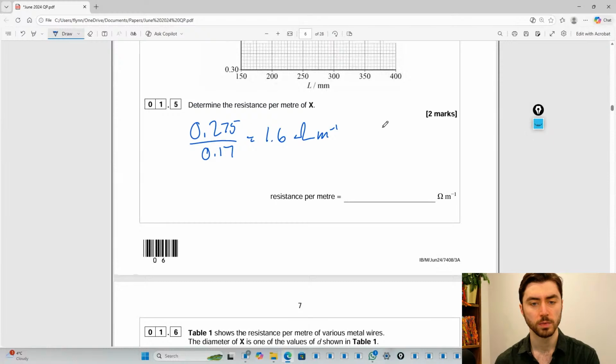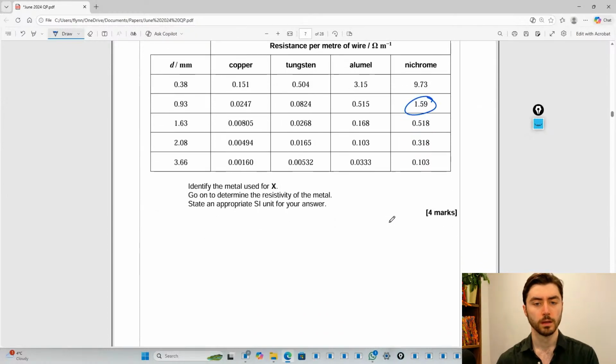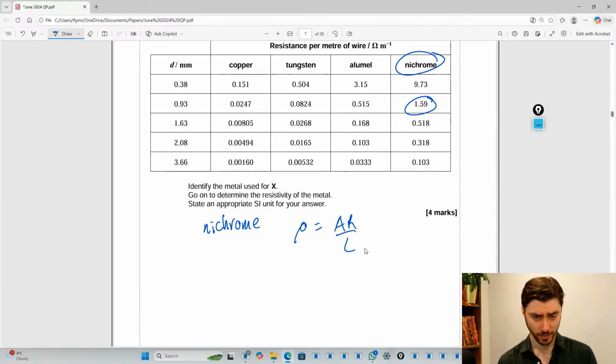Okay, so one of them is 1.6-ish. So that's nichrome. That's this one. So the metal is nichrome. And the resistivity is AR over L. In other words, R is equal to rho over A times L. And we said that the resistance per meter, the 1.59 I'll use, is rho over A.